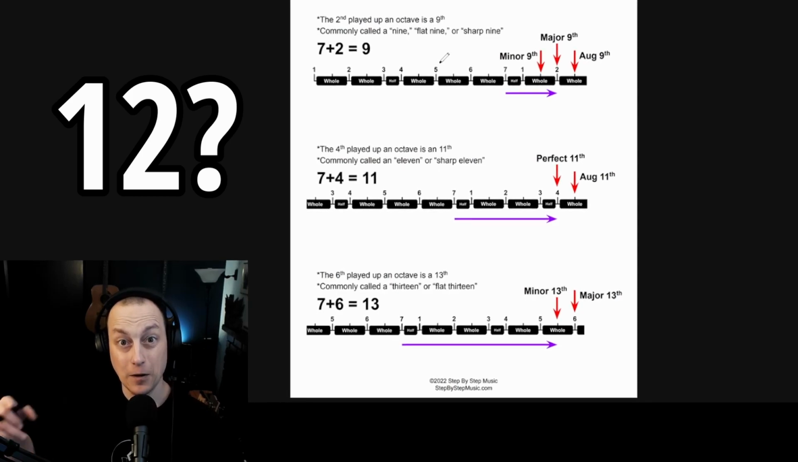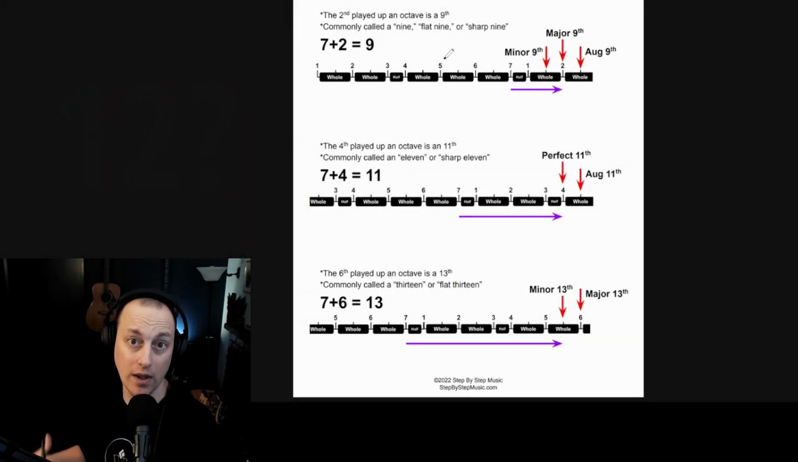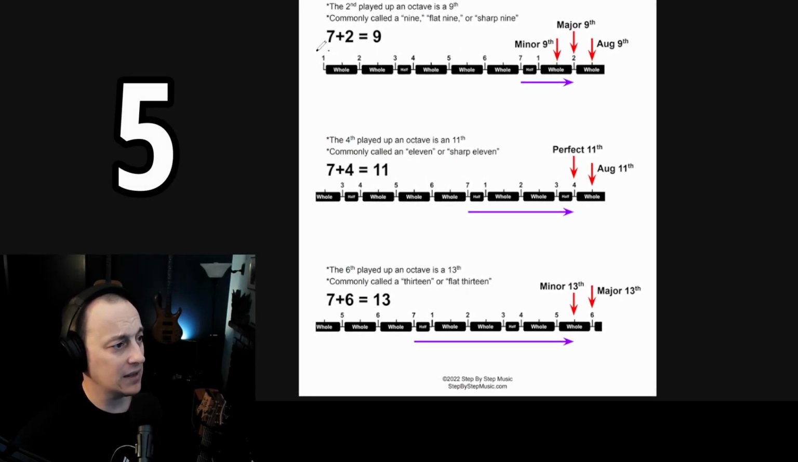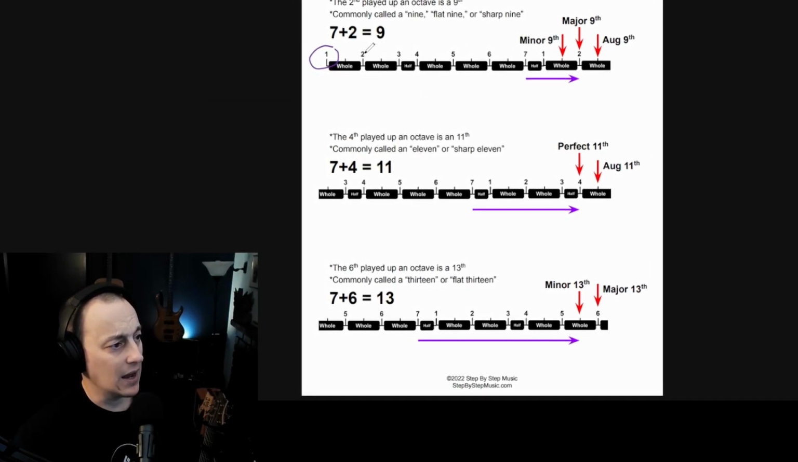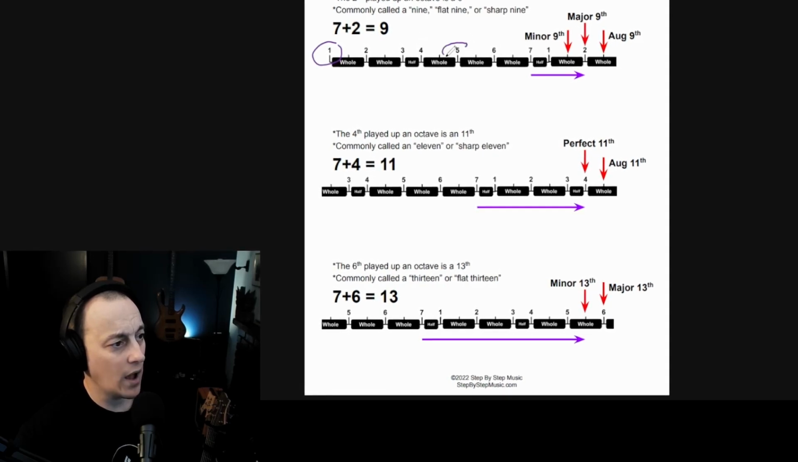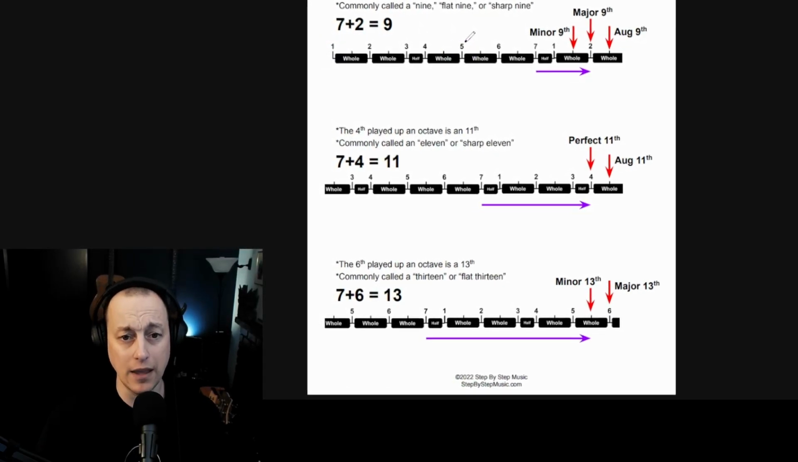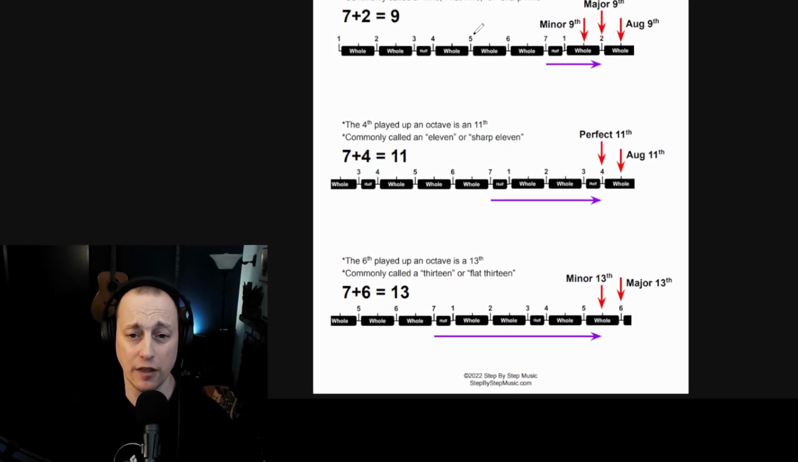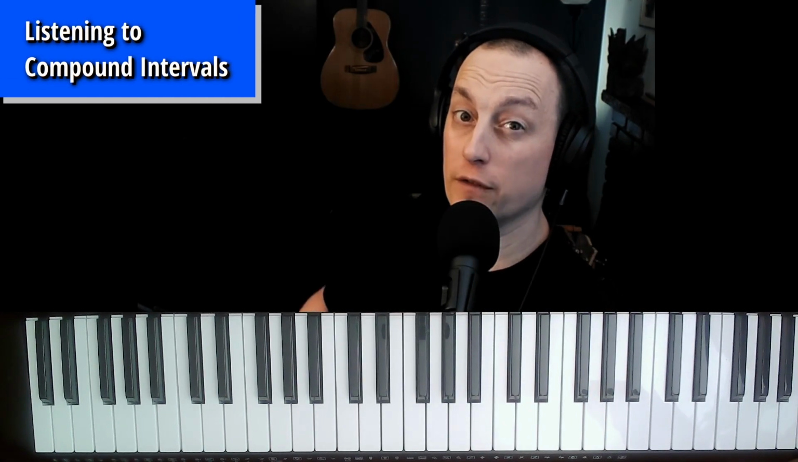Okay. 12 minus 7, we'll take away the 7 this time, equals 5. And that would be it. Because if this is 8, we have 9, 10, 11, and 12. Okay, so 12 could be a thing. Anything could be a thing, right? But traditionally, we see 9, 11, and 13. So that's what a compound interval is.